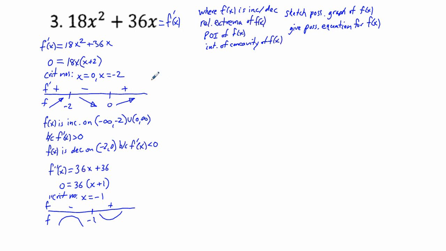So we have the analysis piece right here, and we'll say we have a point of inflection at x equals -1, because f double prime of x changes from negative to positive.